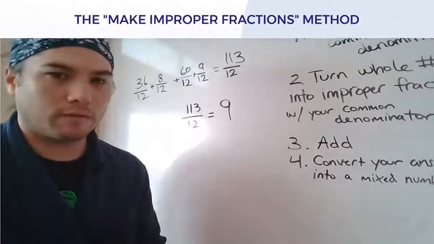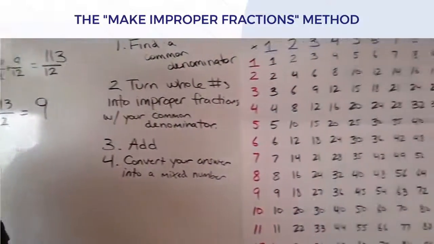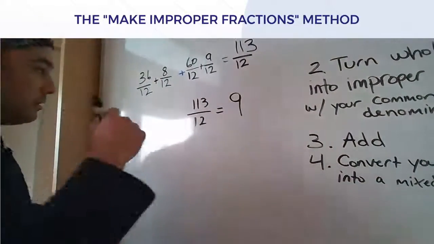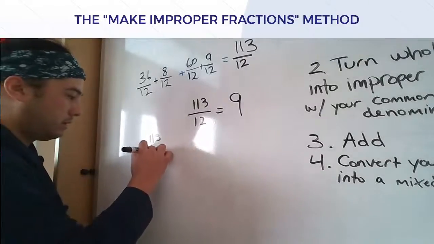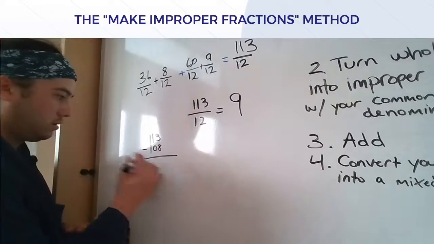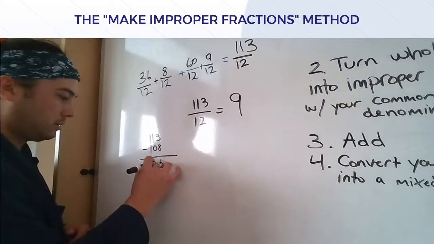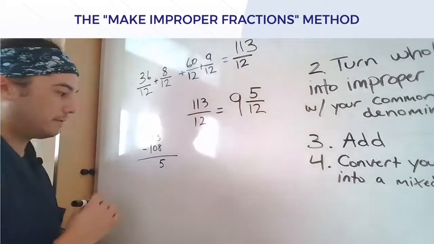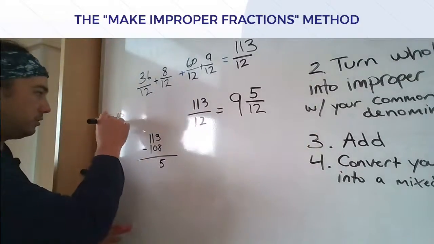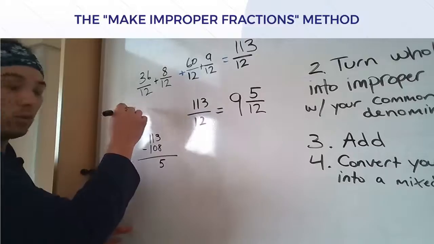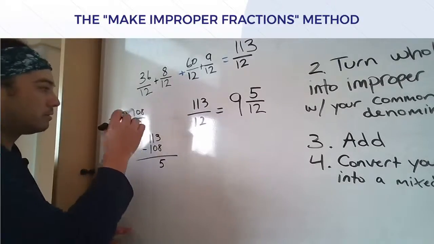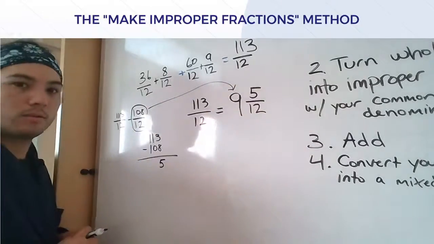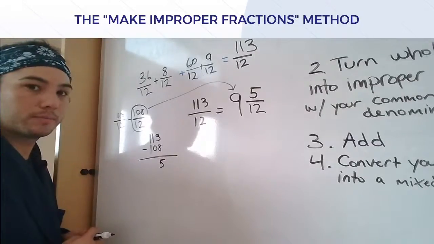So 9 times 12, again, was 108. So I'm going to take that 108 twelfths and subtract it from the 113. And it equals 5. So I know I have 5 twelfths left. Essentially here what I did was 113 twelfths minus 108 twelfths, because this 108 twelfths we converted to our 9 wholes. Okay?